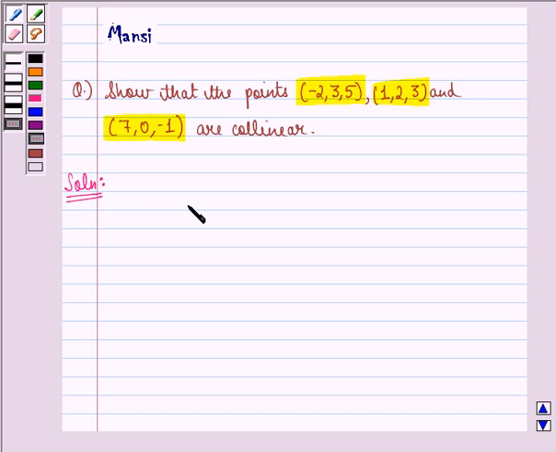First of all, suppose we have three points, point P, point Q and point R. And we have to show that these three points are collinear, that means these three lie in one single line. So what we need to prove is that distance between P and Q plus distance between Q and R should be equal to the distance between the point P and R. If we prove that, then we can say that P, Q and R are collinear, that means they lie on one line.